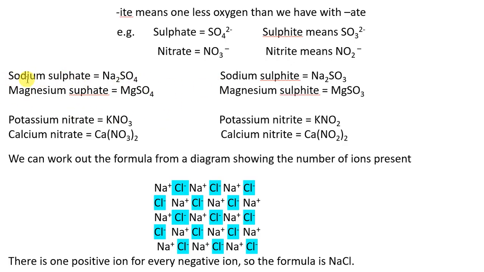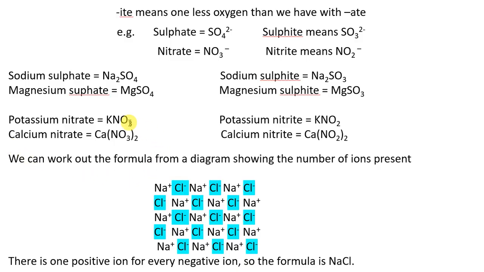Magnesium sulfate, MgSO4. Magnesium sulfite, the ITE ion, 1 less oxygen than there would be in sulfate. We have that up here at the top, MgSO3. Potassium nitrate would be KNO3. Potassium group 1 plus 1. Nitrate, NO3 from nitric acid, 1 hydrogen lost from HNO3, NO3-. The only difference with the nitrite, 1 oxygen less, KNO2.